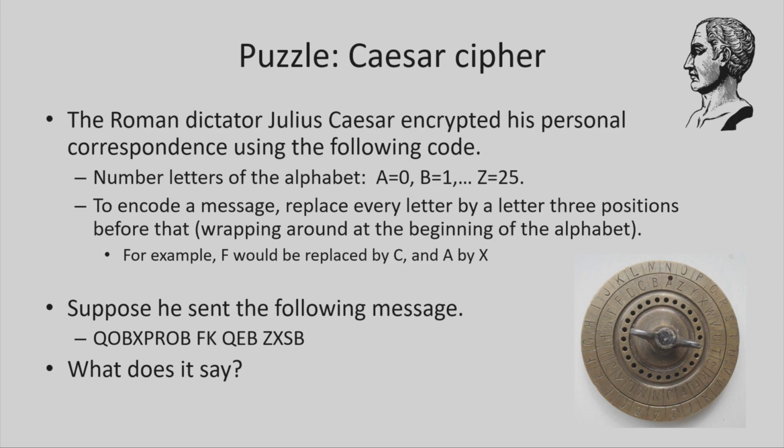Let's number the letters of the alphabet, A being 0, B being 1, and so on. Now, if you want to encode a message, you replace a letter by a letter which is 3 positions before that. So, for example, you would replace F by C, and X, well, X is the very, very first one, so you have to wrap around and go from the back. If you counted Z, then Y, and then you'll get A replaced by X.